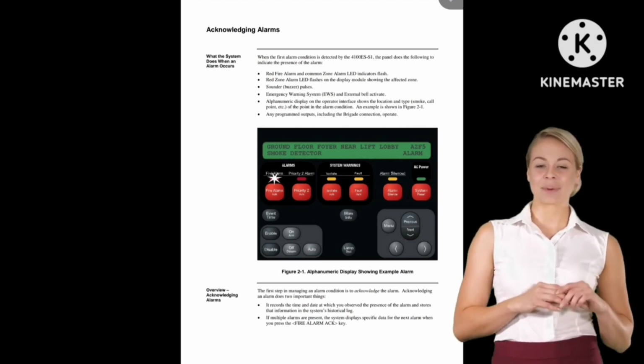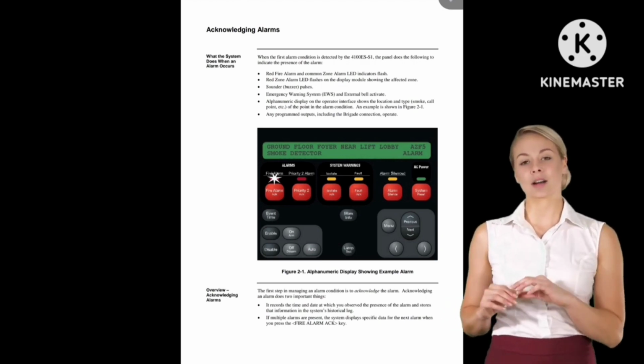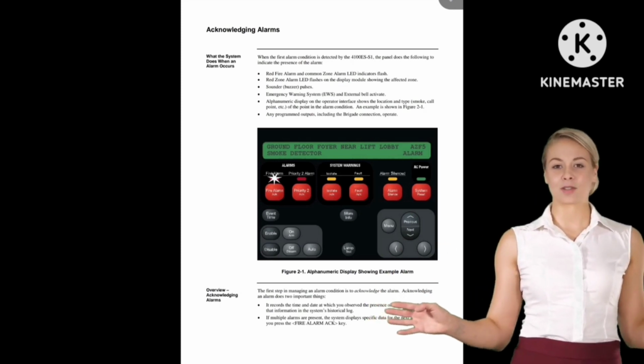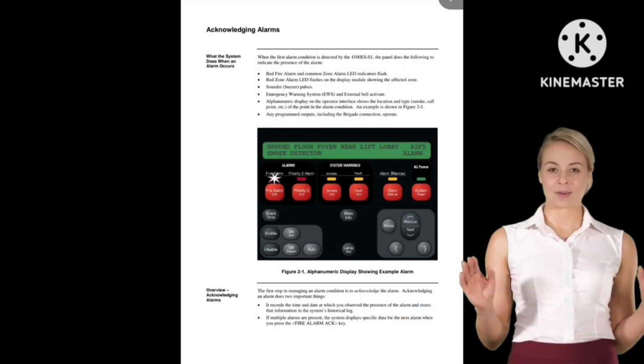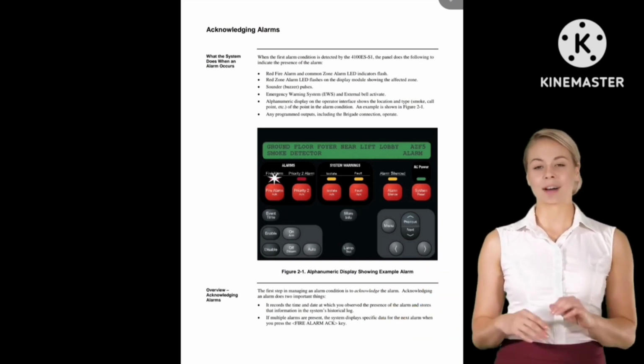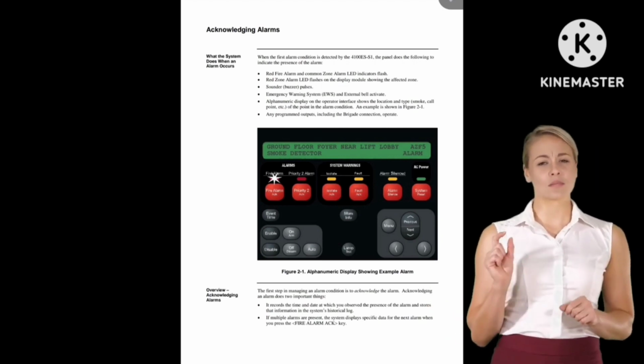Alphanumeric display on the operator interface shows the location and type (smoke, call point, etc.) of the point in the alarm condition. An example is shown in figure 2. Any programmed outputs, including the brigade connection, operate.